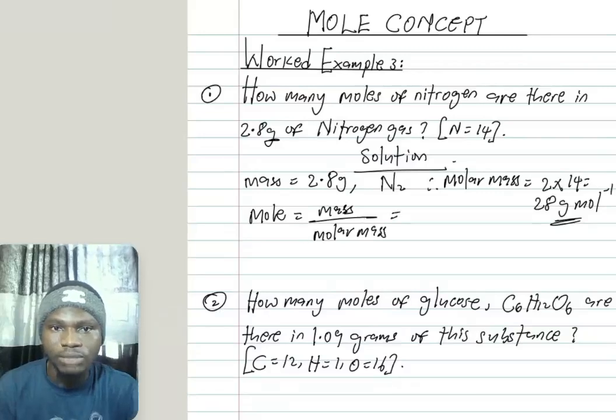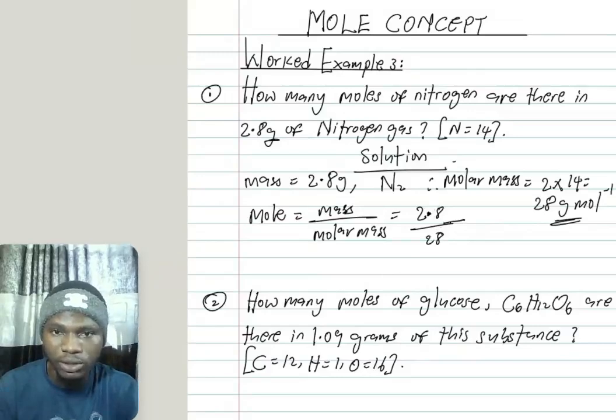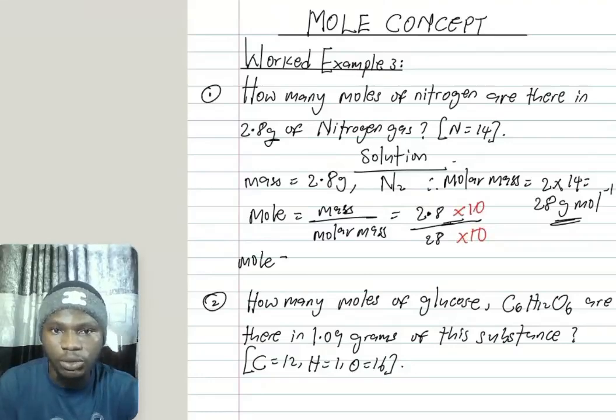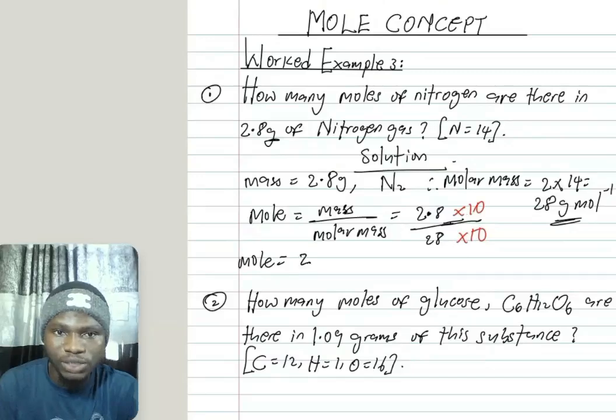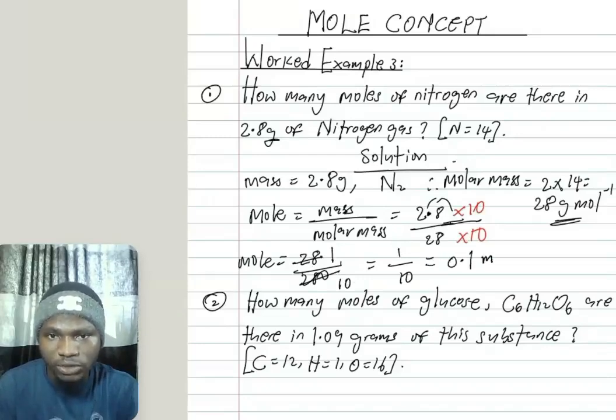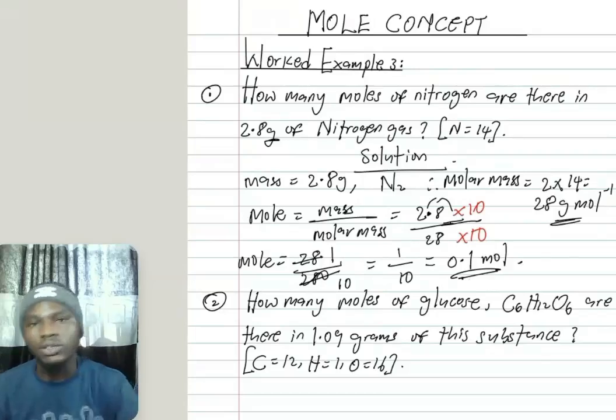And as we have it here now, the mass we have here is 2.8 divided by the molar mass, which is 28. So how do I divide this? Well, if I don't want to make use of a calculator, I can multiply up and down by 10. If I do that, the mole will be equal to 2.8 times 10, which gives me 28, because this 10 will shift the decimal point outside, over 28 times 10, which gives me 280. So 28 over 280 gives me 1 over 10. 1 over 10 is now 0.1. So I have 0.1 mole. That's my answer to the question.